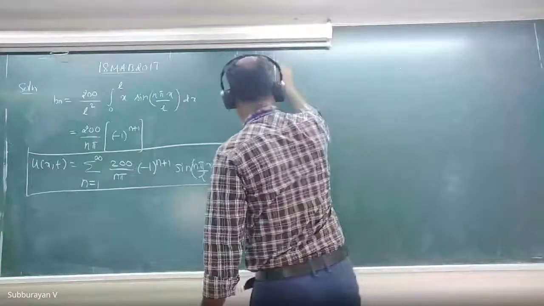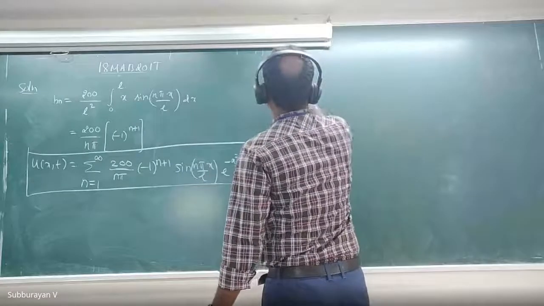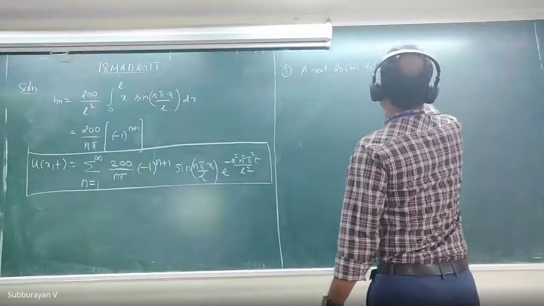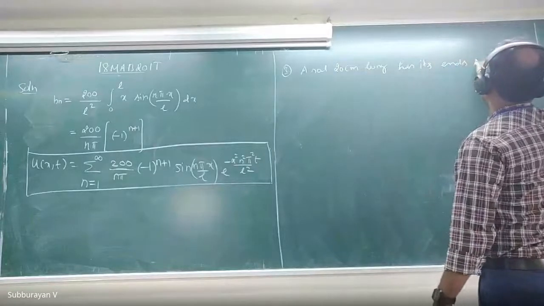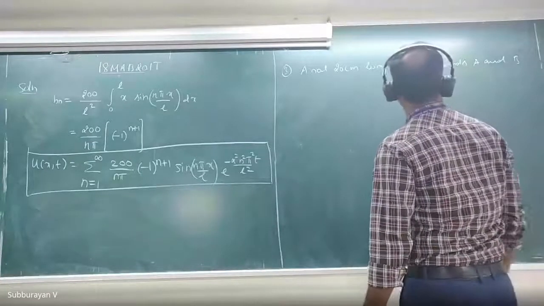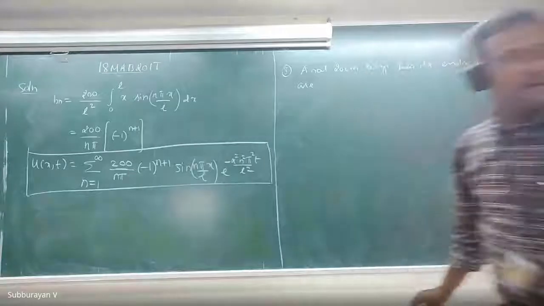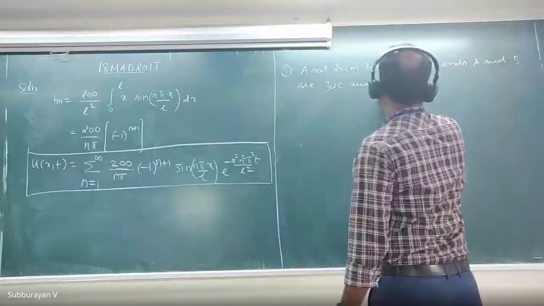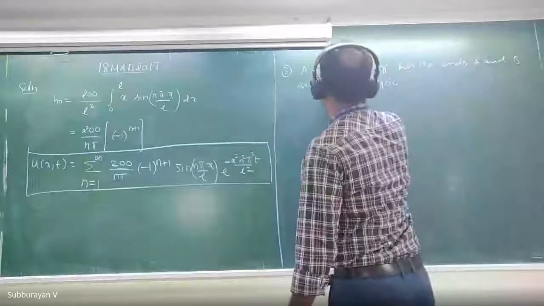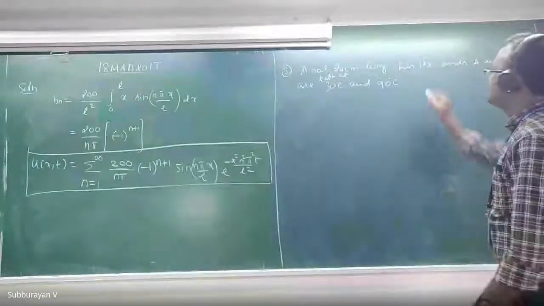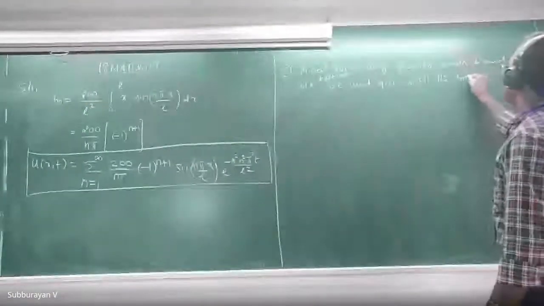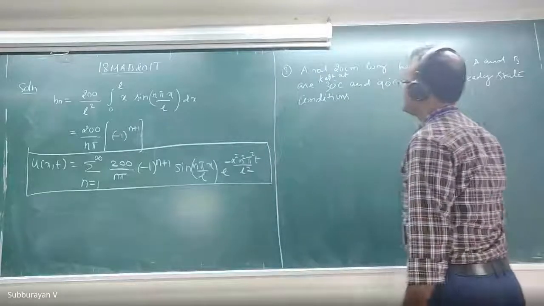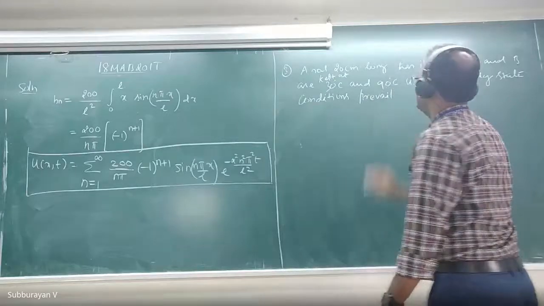Now the third problem is similar to this. Try it. A rod 20 centimeter long has its ends A and B kept at 30 degrees Celsius and 90 degrees Celsius until the steady state conditions prevail.